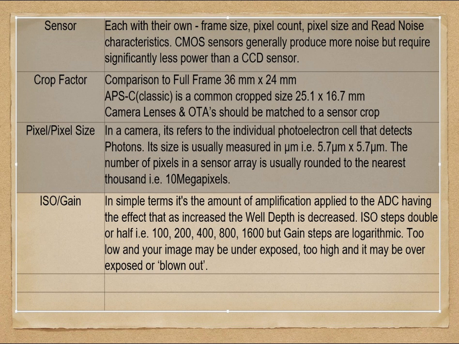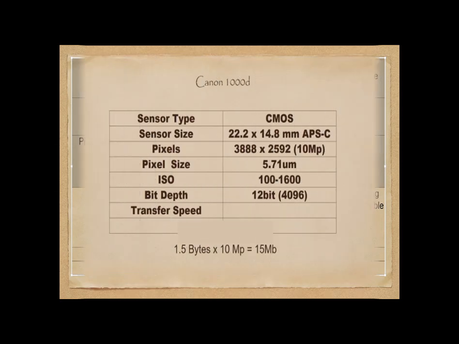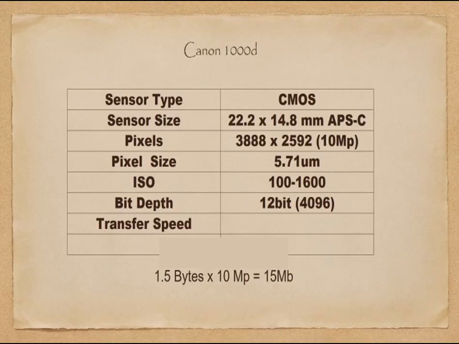Too low and your image may be underexposed, too high and it may be overexposed or blown out. The bit depth of a camera is how many tones of colour it can record for each pixel. So with a bit depth of 1 bit, a pixel would only be either black or white. And with a bit depth of 2 bits, it would be black, dark grey, light grey, and then white.